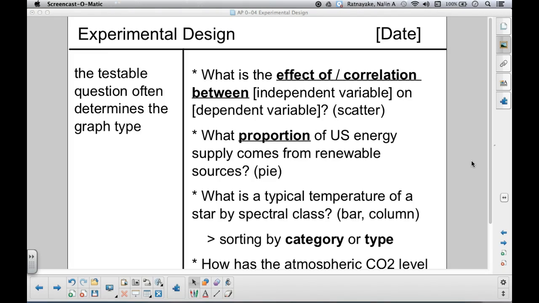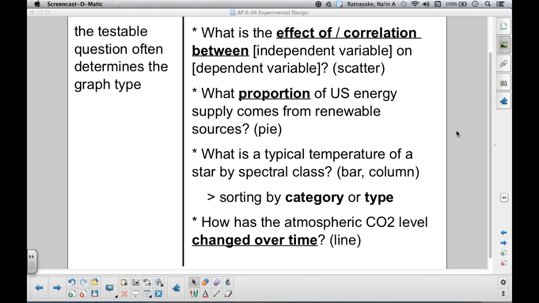The way in which we phrase our testable question gives us a pretty good idea of what kind of graph we should use. If we have the testable question, what is the effect of blank on blank? This is the kind of testable question that you're probably used to from introductory science courses. Then what we're going to do is measure an independent variable. We're going to measure a dependent variable, and then try to see if there's some effect of the independent variable on the dependent variable. Typically, we plot this as a scatter plot. So if you see these keywords, effect of or correlation between, you're probably looking at a scatter plot.